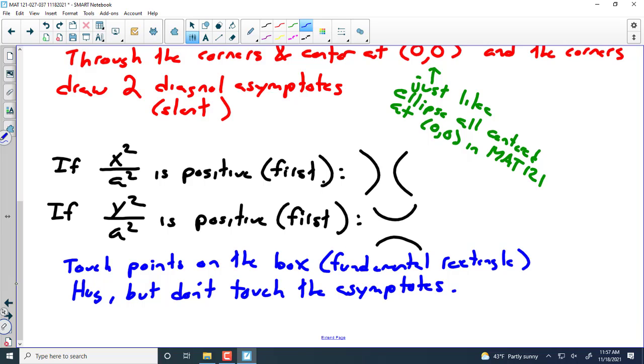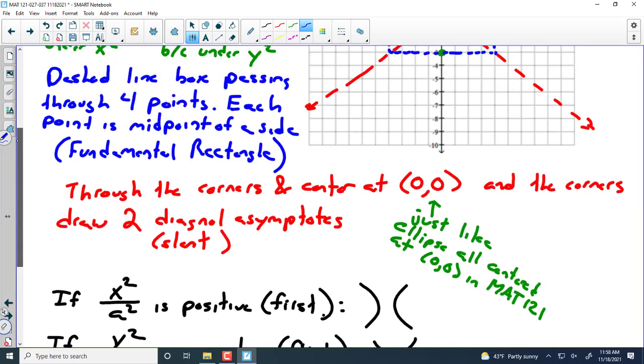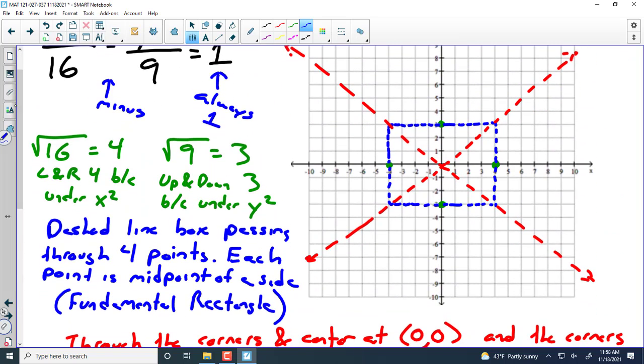Touch the points on the box. Well, let's try this. Oh, not the corners. There's the hyperbola. There's the hyperbola, everyone. You touch the box. You don't touch your slant asymptotes. You just hug them. You get close to them, just like you do with a normal asymptote. Hug it.